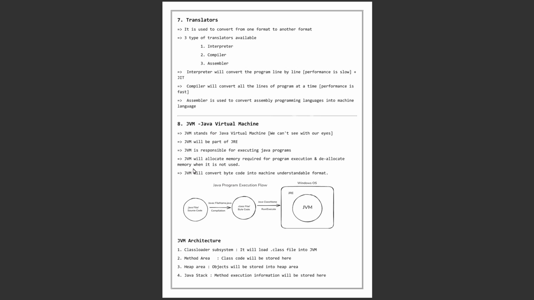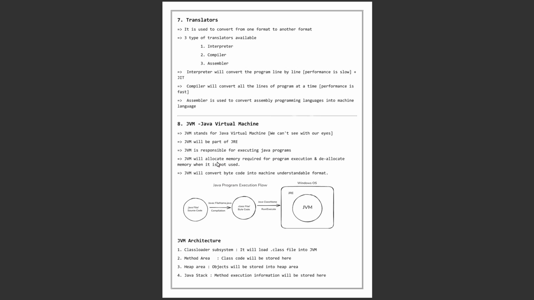Going deep dive into JVM. JVM plays a crucial role in Java. Mainly it's the heart of the Java programming language and execution process. JVM stands for Java Virtual Machine. It automatically gets downloaded when we install JRE. JVM will be part of JRE. JVM is responsible for executing Java programs. JVM will allocate memory for program execution and deallocate it when it is not used. So that is the main point and its advantage.